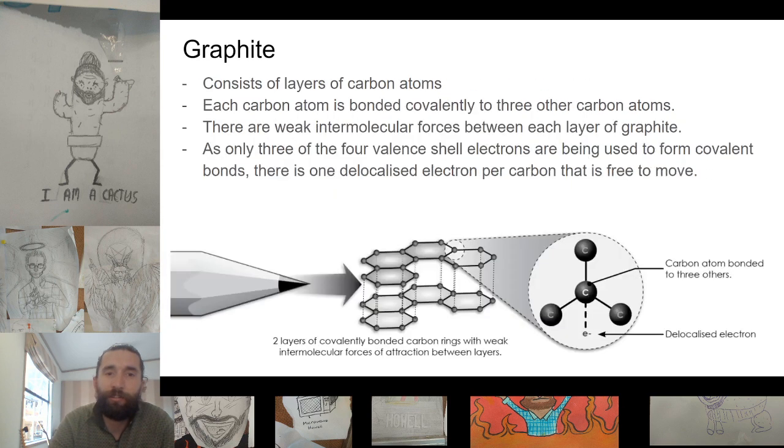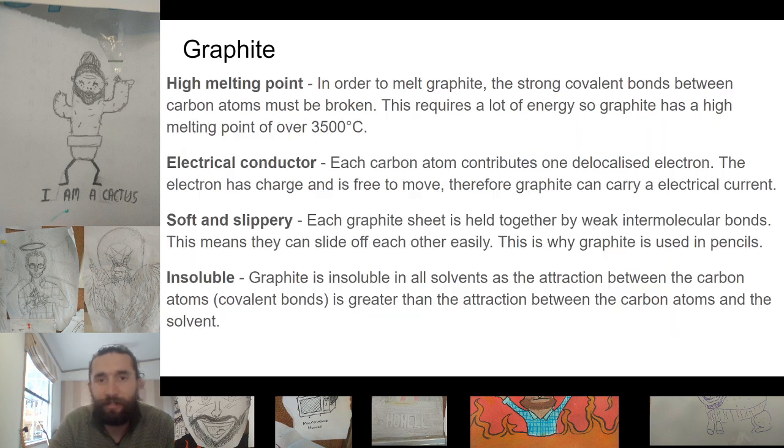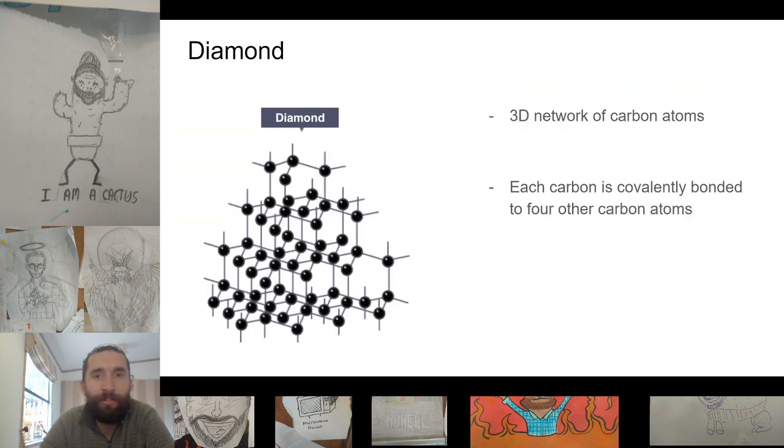All right, so graphite is like a 2D structure, flat layers, while diamond is made from carbons, but in diamond they're arranged in a 3D formation. So each carbon atom is bonded to 4 other carbon atoms this time, and they're in a tetrahedral shape. So each carbon atom has 4 other carbon atoms coming off it in a tetrahedral arrangement.